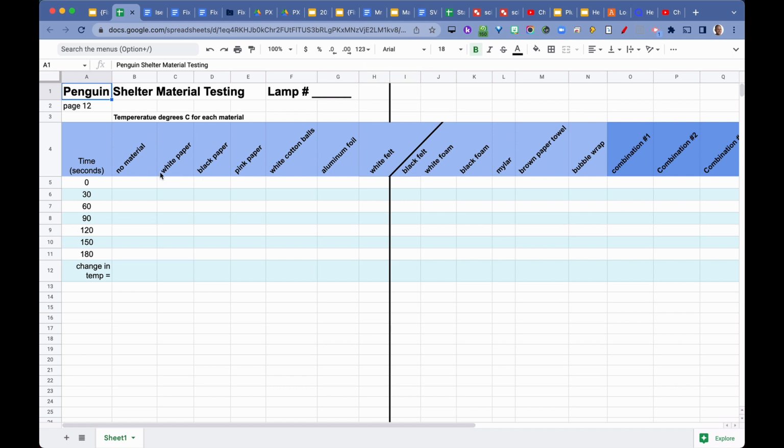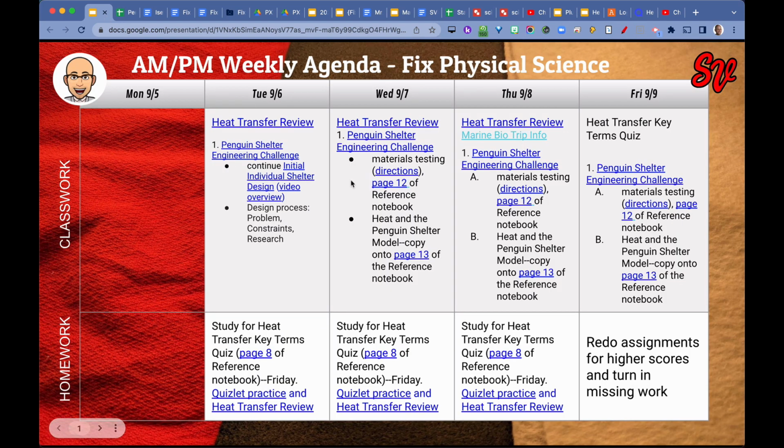And so for each material, they place a piece of white paper on the countertop, thermometer on top of the white paper, then a second piece of white paper on top of the thermometer. And so they turn the lamp on, and then every 30 seconds they record the temperature, and then they calculate the overall temperature change. So they do that for all materials and a combination. So maybe they do a combination of mylar with black foam to see how well it works together. So we did that. We started that Wednesday, continued Thursday, continued Friday.